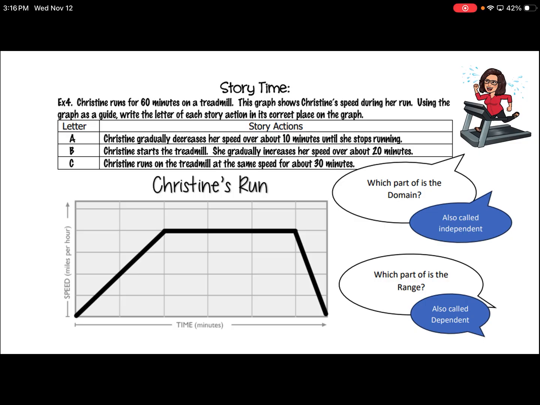So on the back, Christine runs on a treadmill for 60 minutes. This graph shows Christine's speed during her run. Use the graph as a guide. Write the letter of each part of the story. There are three parts. Make sure you think about what is the domain and what is the range in this scenario. Go.